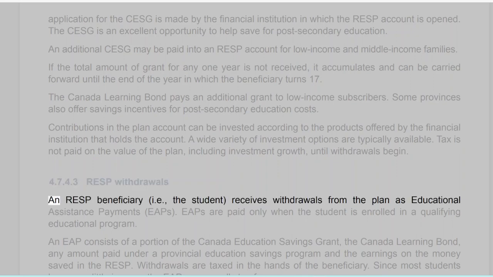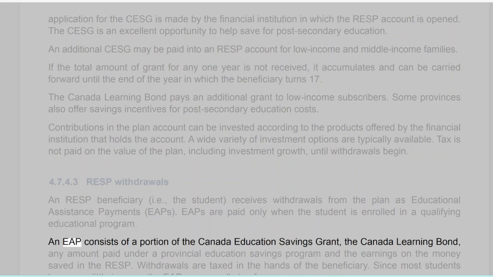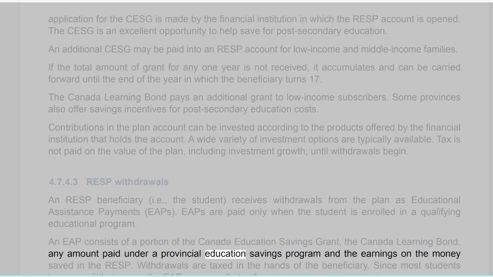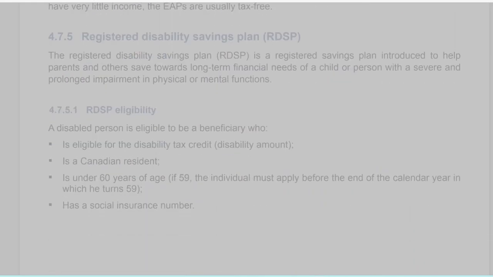4.7.4.3 RESP withdrawals. The RESP beneficiary, i.e., the student, receives withdrawals from the plan as educational assistance payments, EAPs. EAPs are paid only when the student is enrolled in a qualifying educational program. An EAP consists of a portion of the Canada Education Savings Grant, the Canada Learning Bond, any amount paid under a provincial education savings program, and the earnings on the money saved in the RESP. Withdrawals are taxed in the hands of the beneficiary. Since most students have very little income, the EAPs are usually tax-free.